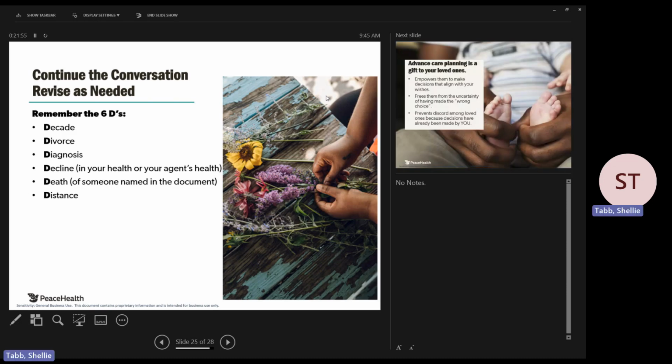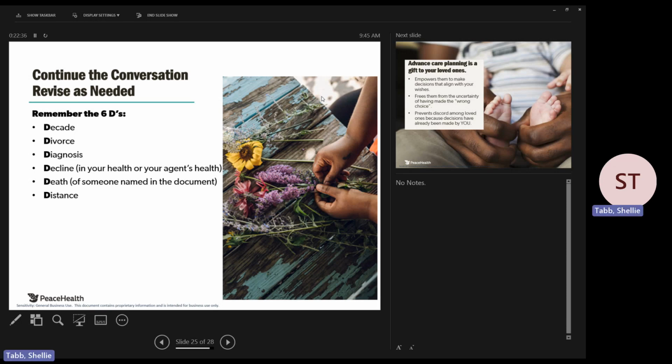Another thing to think about is continuing the conversation and revising as needed. And in this case, we refer to it as the 6 Ds. And so a good time to think about revising or taking another peek at your current advanced directive would be by the decade, because things change in your life from decade to decade. After a divorce, perhaps the person that you named as your healthcare agent is no longer that person. A diagnosis where you may have to reconsider choices that you want to make about your healthcare.